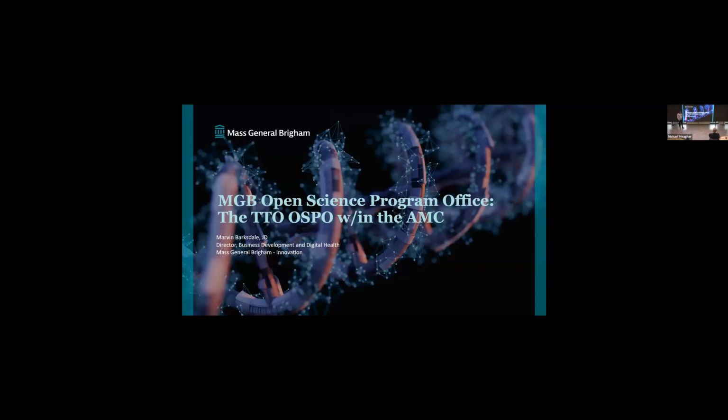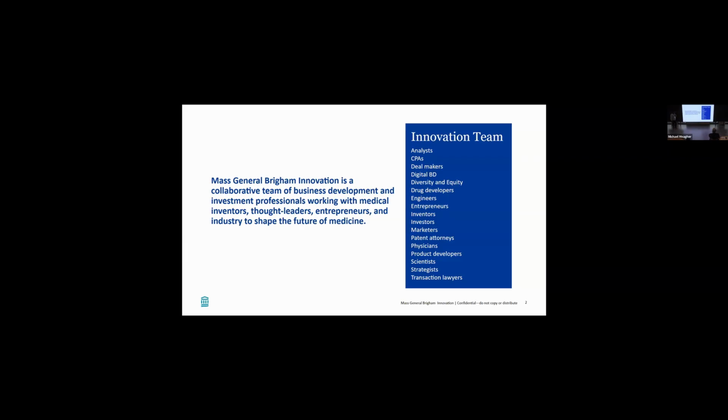For those not familiar, MGB is an integrated academic medical system that comprises 2 large academic medical centers, a few specialty hospitals like Mass Eye and Ear, Spaulding Rehab, about 82,000 employees, the largest employer in the state of Massachusetts. We've got about a $2 billion research spend a year. So absolutely massive institution. As I have talked about before, I'm a member of the innovation team.